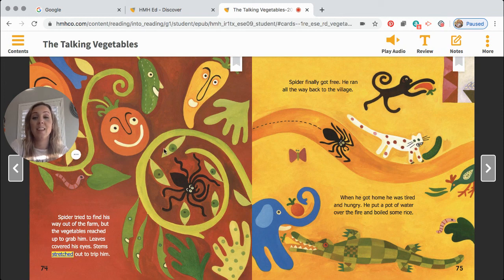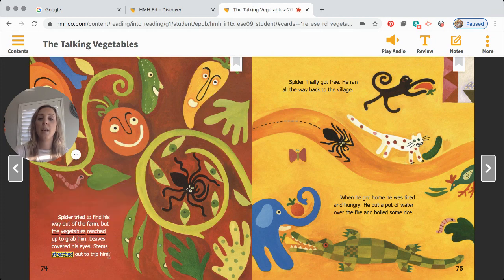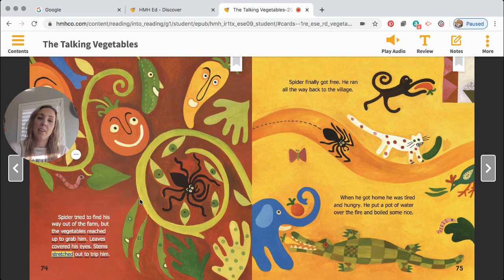So what did the vegetables do at the very end of his time at the farm? Underline the sentence that tells you their final thing that they did to Spider. Right, yep. It says that the vegetables grabbed him. The leaves covered his eyes and the stems stretched out to trip him. They're trying to capture Spider so he wouldn't pick them, right? All right, let's see.